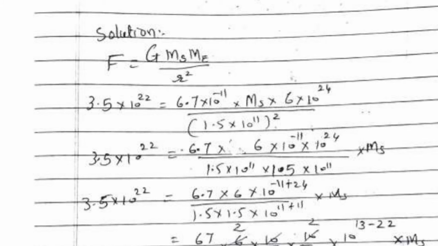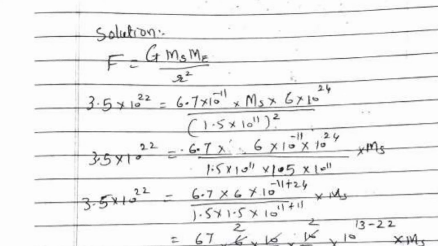So we have 3.5 into 10 raised to 22 is equal to G, the value of G is 6.7 into 10 raised to minus 11. Mass of sun we don't know, that is the unknown thing. Mass of earth I have put 6 into 10 raised to 24 and the distance between the two is 1.5 into 10 raised to 11 and whole raised to square because it is r square. Okay, so substitution part is clear to everyone. Now we will go towards the solving part.